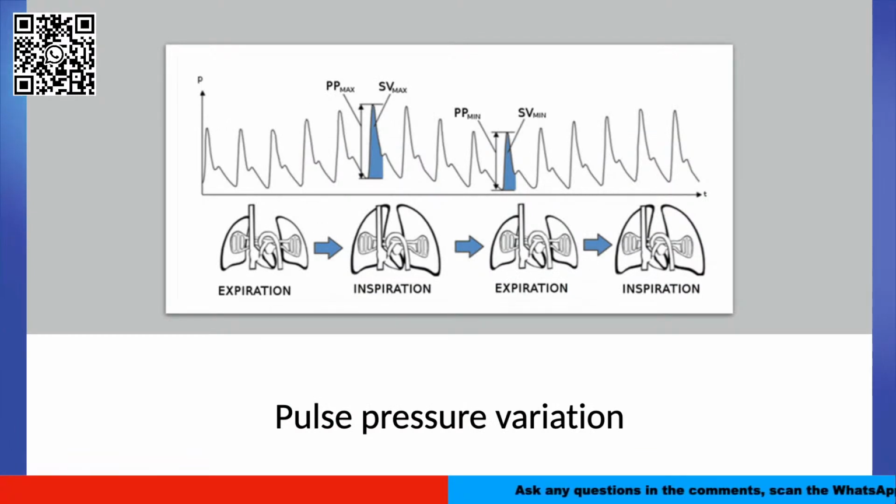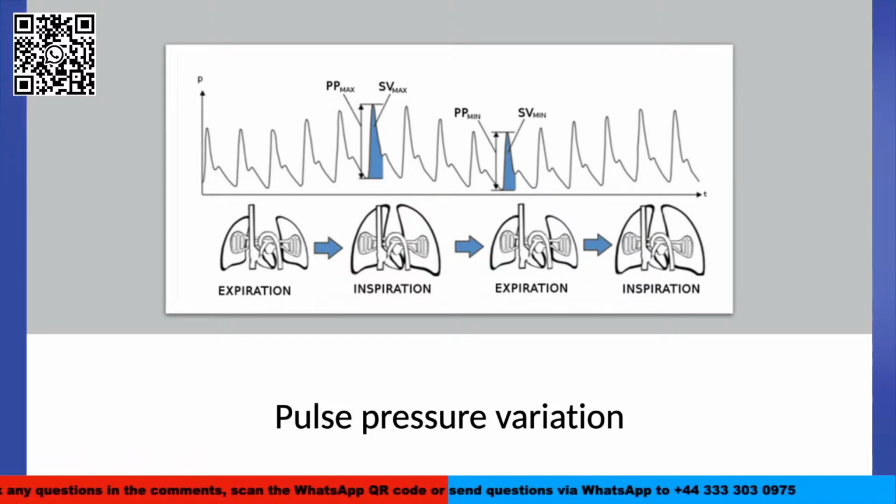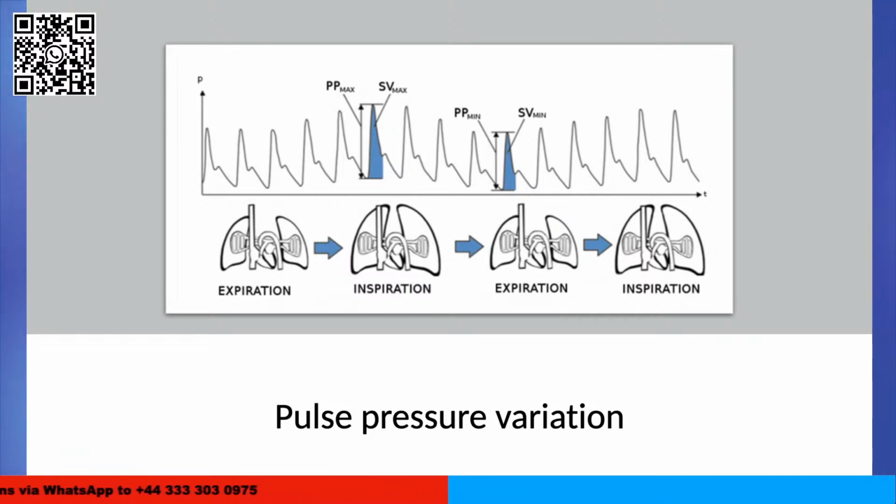Another parameter used to determine fluid responsiveness is the pulse pressure variation, which quantifies the changes in arterial pulse pressure seen during mechanical ventilation. During positive pressure ventilation, inspiration compresses the vena cava, reduces preload, and reduces cardiac output. A pulse pressure variation of more than 10 to 15% suggests an element of fluid responsiveness.